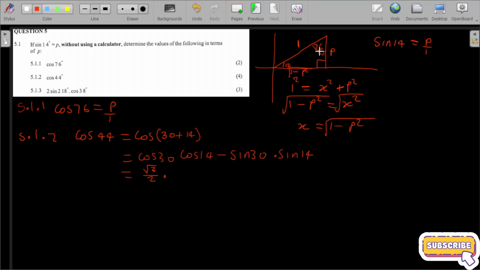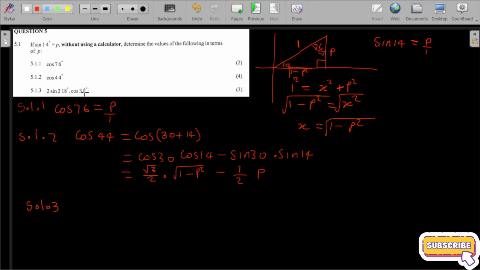According to what I have here, what is cos of 14? Cos of 14 is adjacent over hypotenuse. Adjacent in this case is the square root of 1 minus p squared, all over 1, minus sine 30, which is 1 over 2, and sine 14, in this case they've given us, is p. You can leave your answer like this. There's not going to be any problem with that.